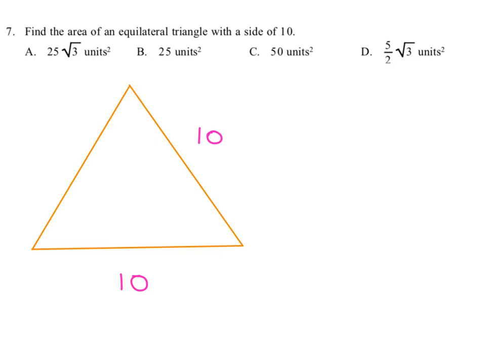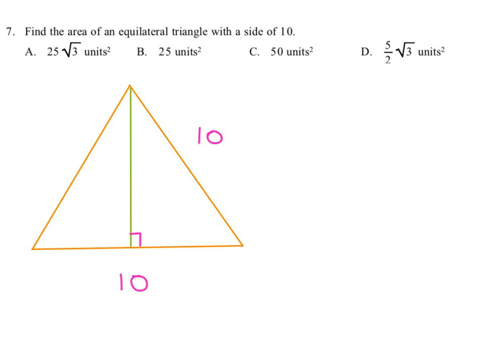Okay, but if we were to drop an altitude down, essentially, so we're going to form a 90-degree angle down here. Then what happens is, oh, and I could have done this before.